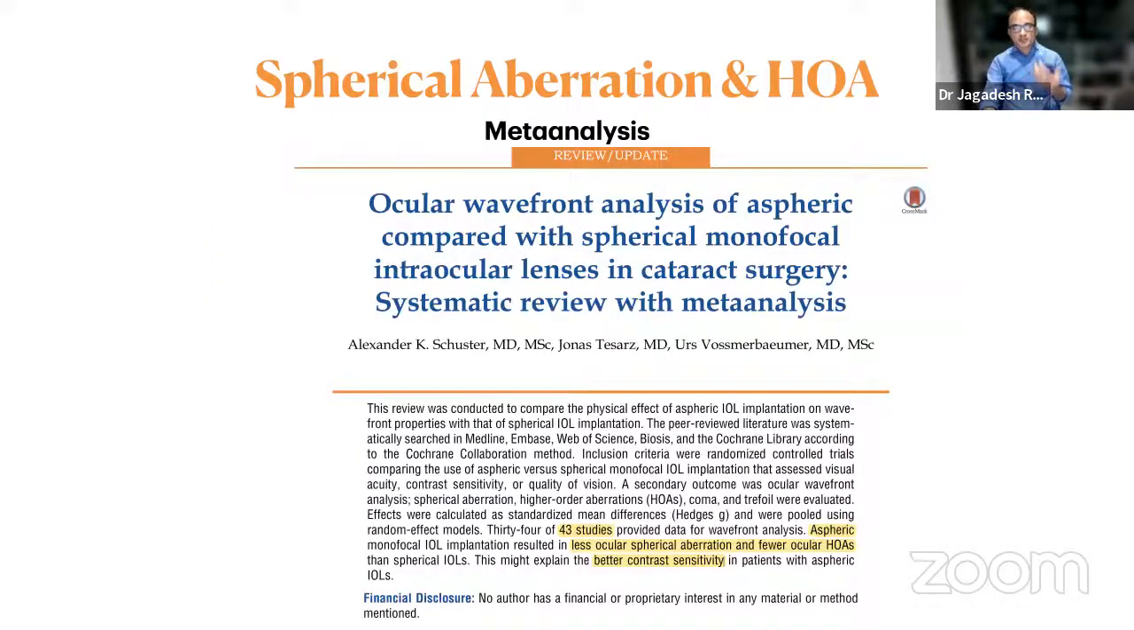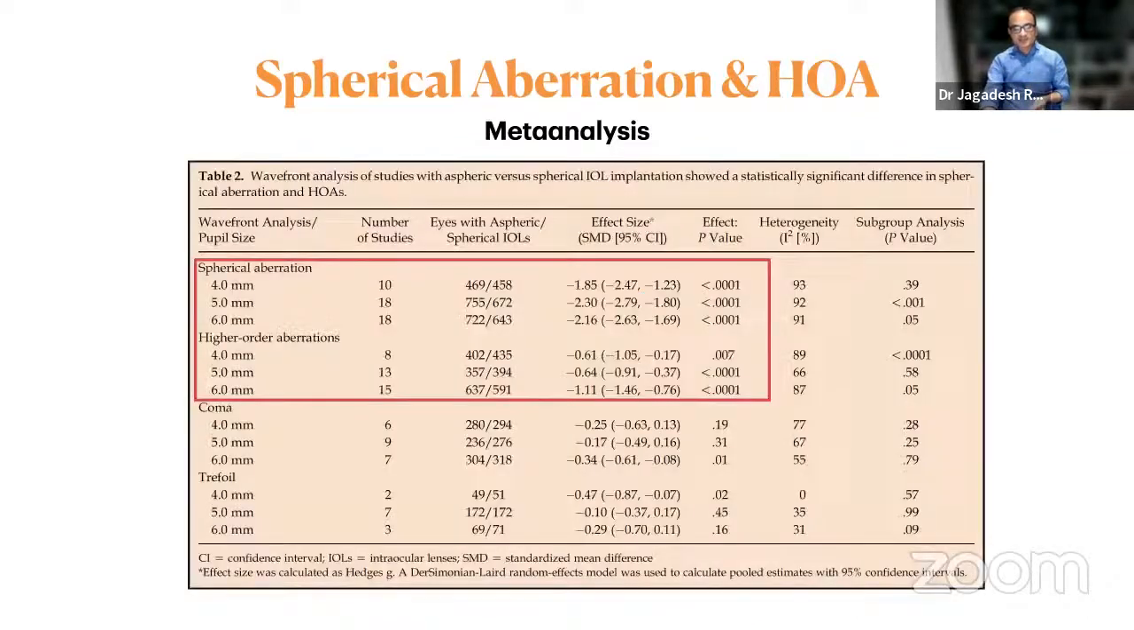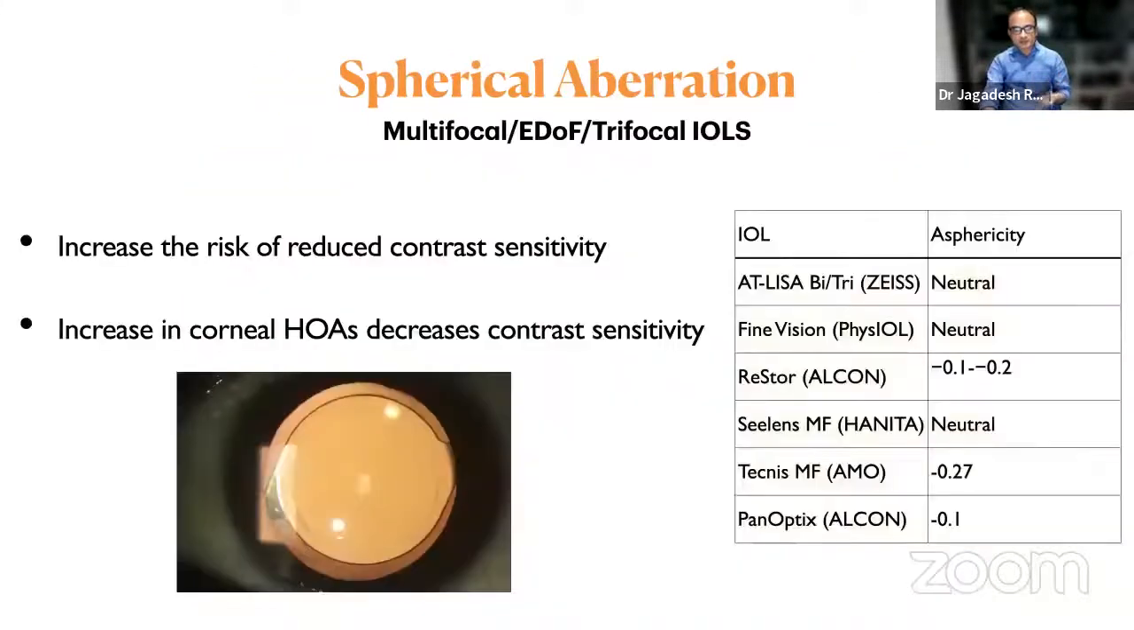So I think to answer Dr. Himanshu's talk, I would say there are about 34 papers looking at spherical and aspheric IOLs, and it's clear that the ocular spherical aberrations have decreased, and fewer ocular higher order aberrations are seen with aspheric lenses with better contrast sensitivity. And this is the table showing the same. I'll not discuss this. I'll move on now.